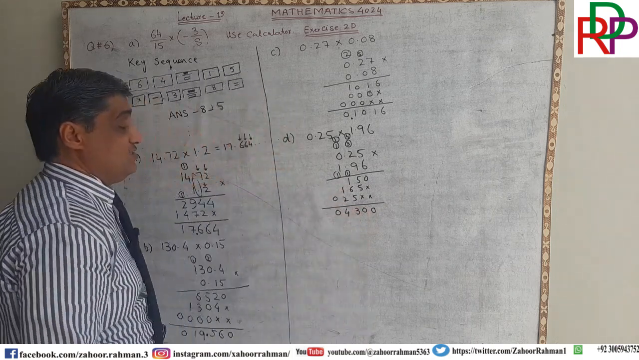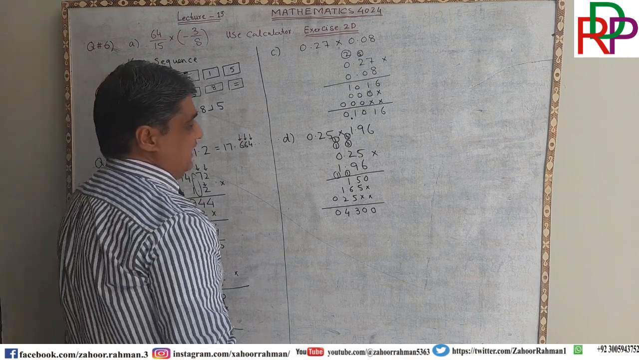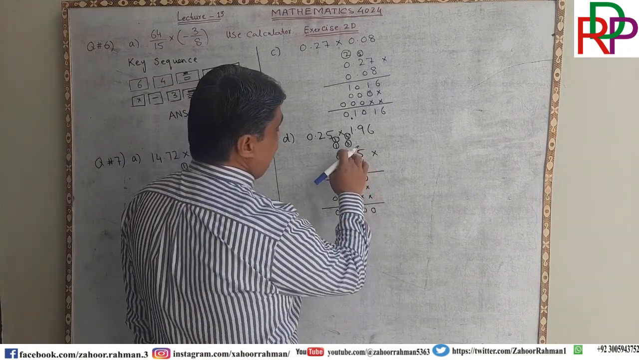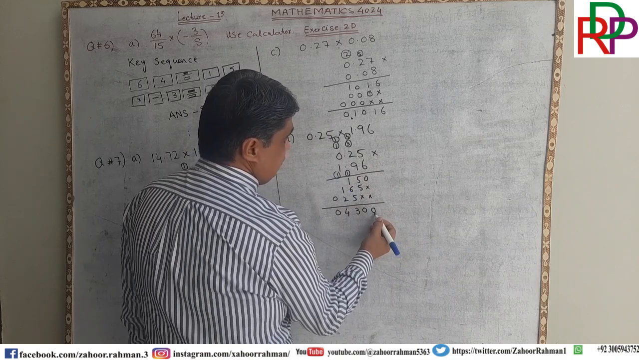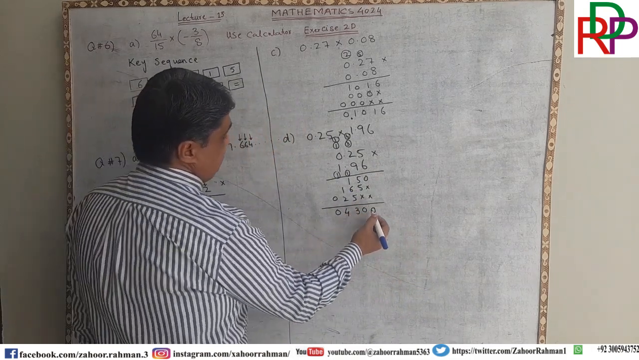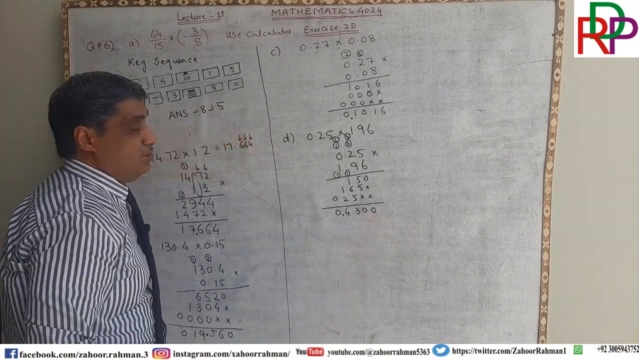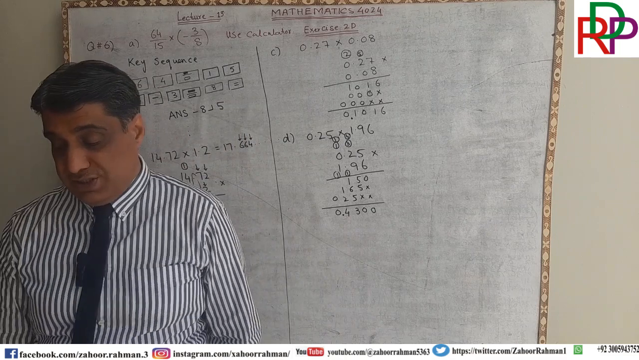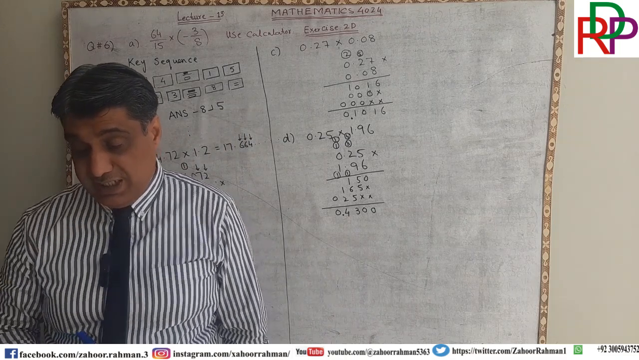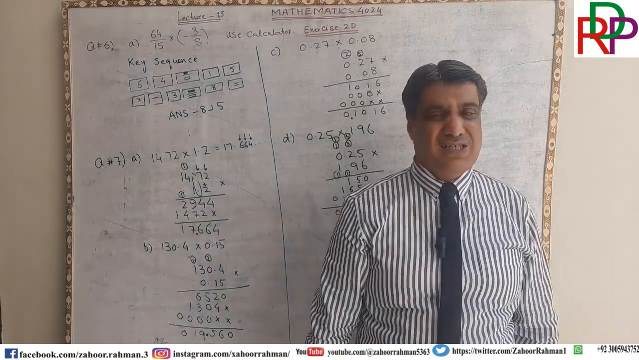You have to write this 0, which is on the left side. But for clarity, there are 4 digits after the decimal, so we have to put the decimal after 4 digits. 1 2 3 4. So 0.430 is the answer of this question.